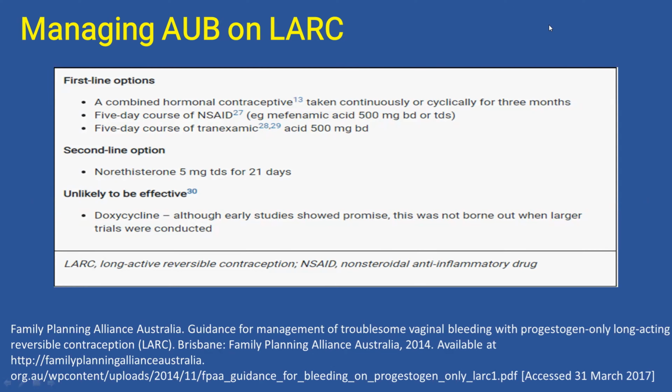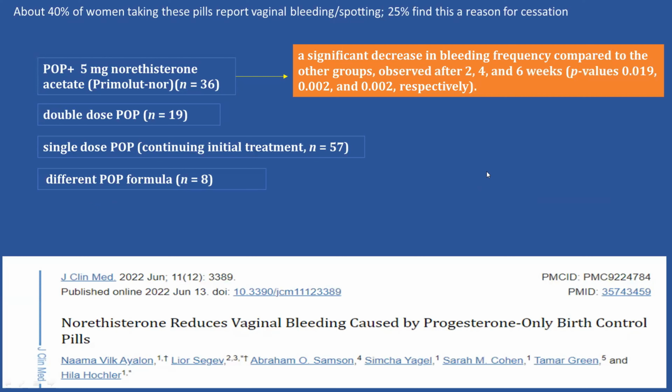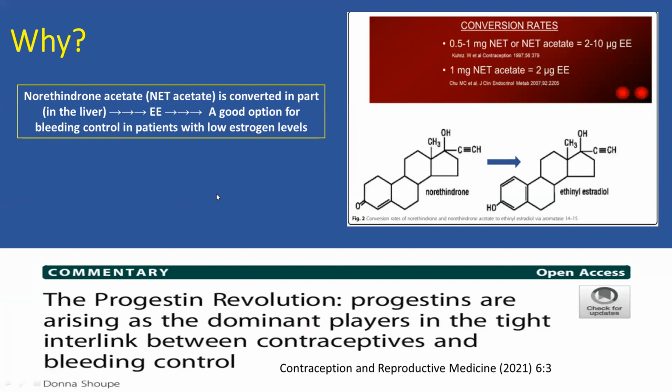How to treat abnormal bleeding with LARC or progestogen-only contraceptives? There are different lines of treatment, including COCs, doxycycline, and others use non-steroidal anti-inflammatories and tranexamic acid. Others add norethindrone acetate 5 milligram to the POP to control bleeding, because norethindrone has been proved to be converted in part in the liver to ethinyl estradiol, which is a good option for bleeding control in patients with low estrogen levels who are progestogen-only contraceptive users.